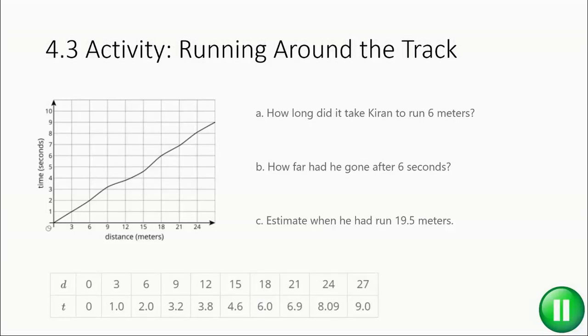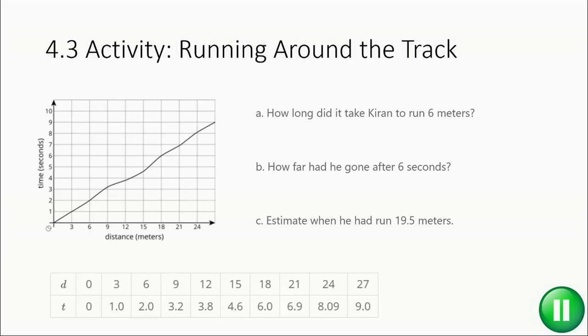So let's look at questions A, B, and C. A says, how long did it take Karan to run 6 meters? B says, how far had he gone after 6 seconds? And C says, estimate when he had run 19.5 meters. Go ahead and pause the video. Resume when you are ready. Okay? Ready, set, and go.